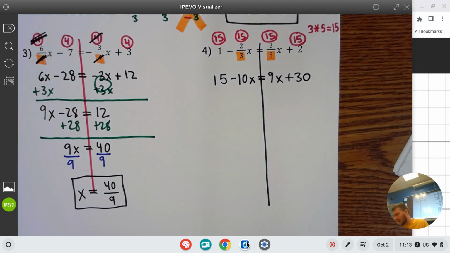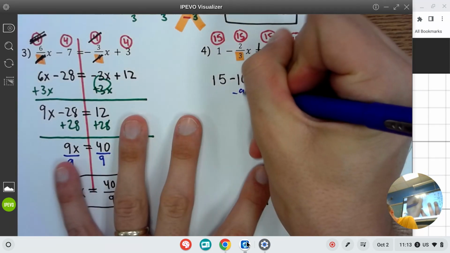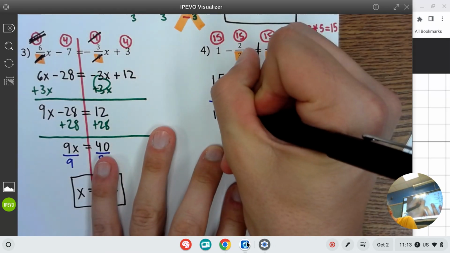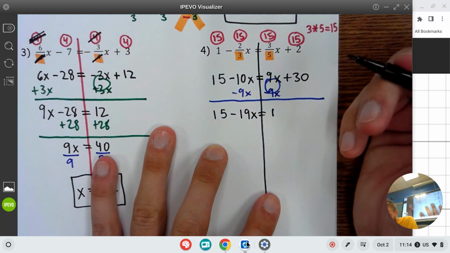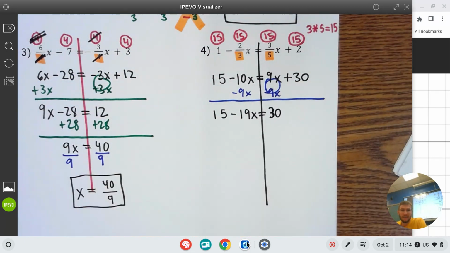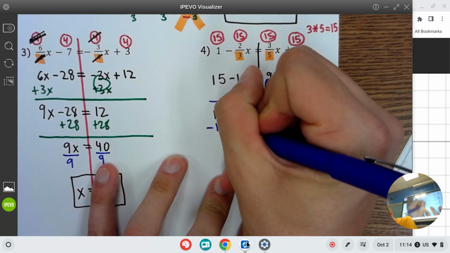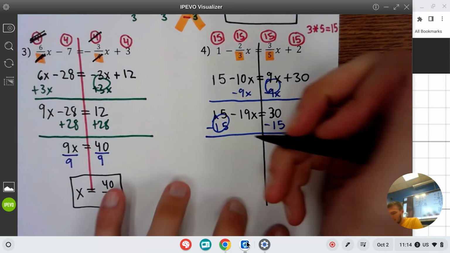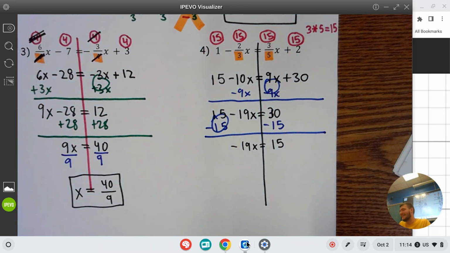Okay, now we've done this hundreds of times. Here we go. Minus 9x, minus 9x. Move your letters left. 15 minus 19x equals, I'm just going to write it like this. Kind of ugly, but it is what it is. What are we going to move next? I'm going to move the 15 next. Minus 15, minus 15. Negative 19x equals 15. Again, ew.